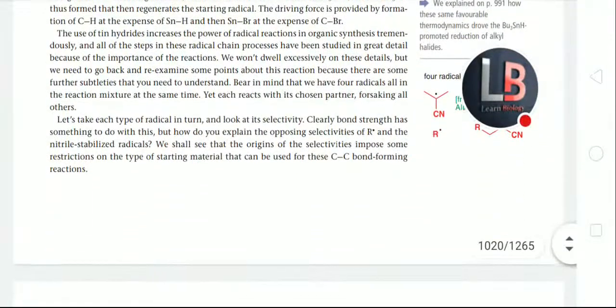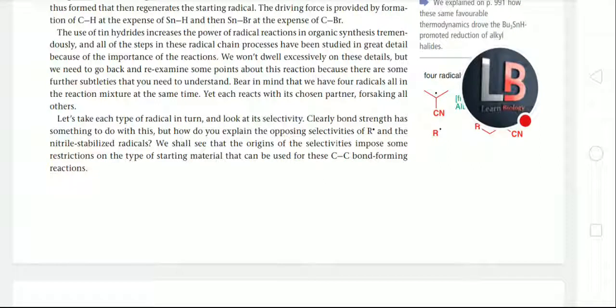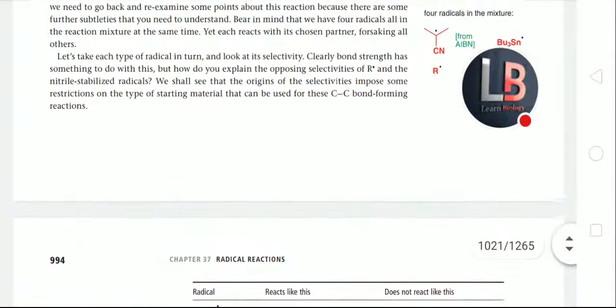Let's take each type of radical in turn and look at the selectivity. Clearly, bond strength has something to do with this. But how do you explain the opposing selectivities of alkyl and nitrile-stabilized radicals? We shall see that the origin of the selectivities imposes some restrictions on the type of starting material that can be used for these C-C bond forming reactions.